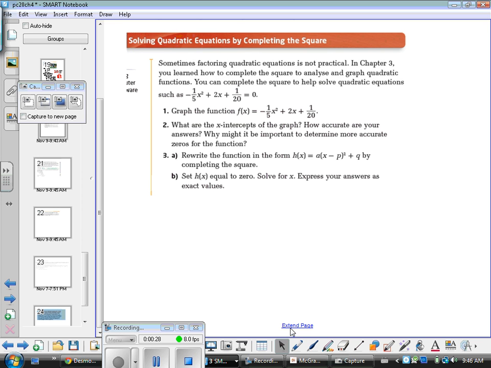And this actually is really good because if you can't factor, sometimes you can complete the square. So if you don't have factors that are whole numbers or solutions that are whole numbers, completing the square is going to work where factoring won't.